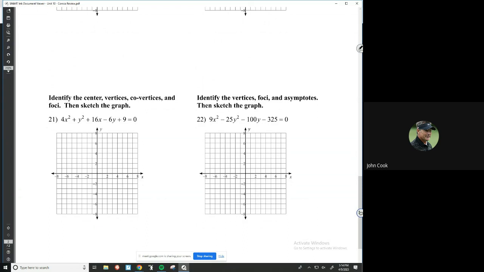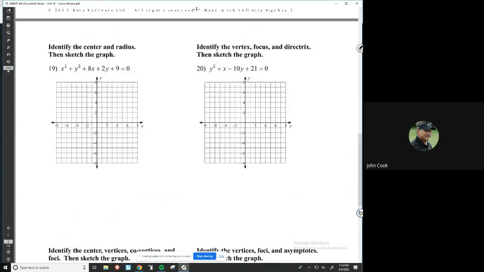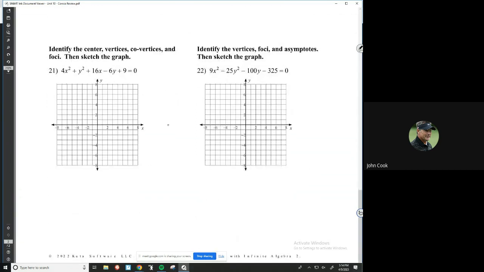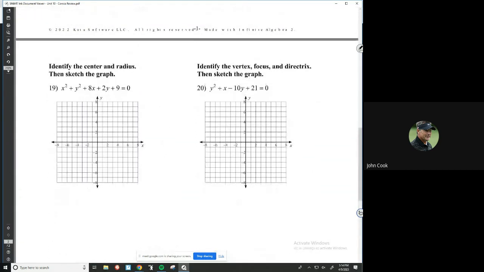Okay, so you only have asymptotes if you have a hyperbola. All right, so identify the center and the radius and then sketch the graph. Yeah, so for this one, what you would want to do, I guess technically for all of these, is just remember how to complete the square. Completing the square is not a bad process. It's pretty easy. If you can do it once, you can usually do it multiple times. So I'll just show you how to do that with the first one, and hopefully by the last couple, you'll have the process down pat.